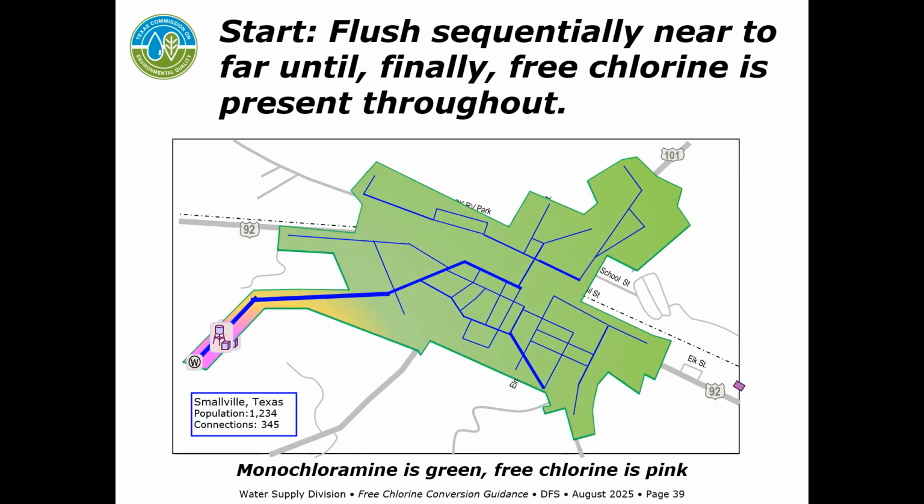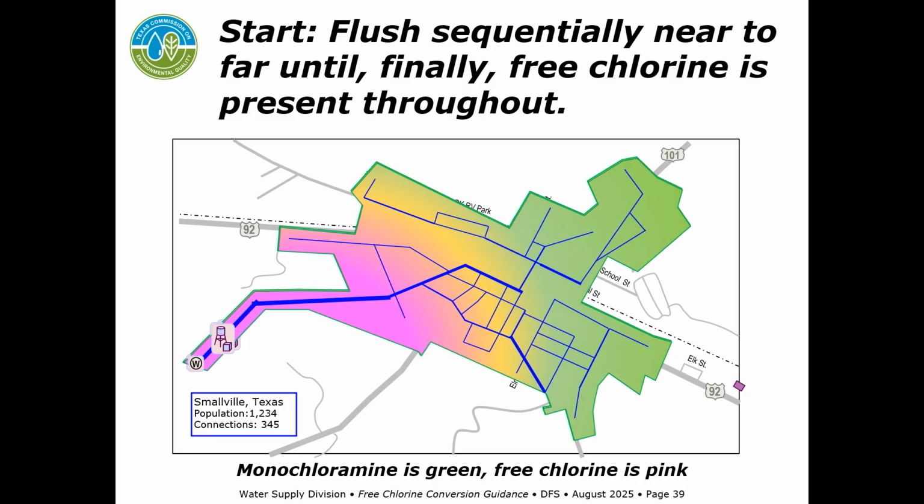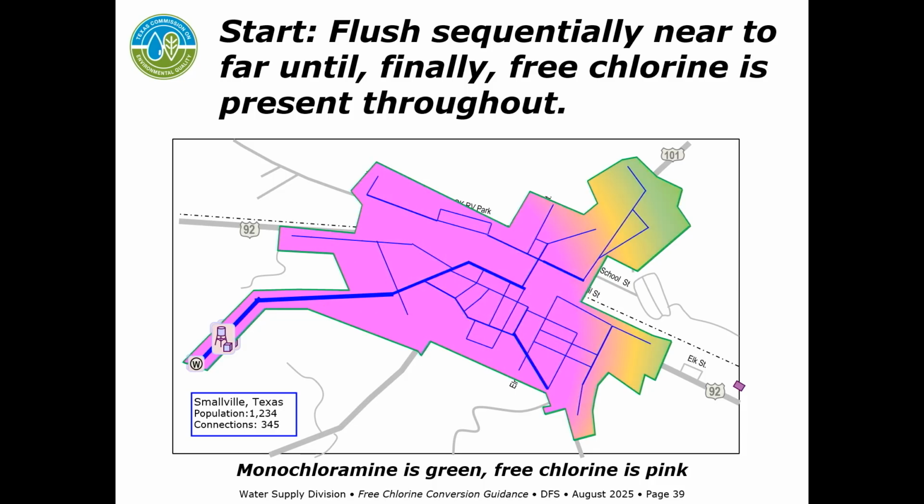What I'm showing here is at the very beginning of the conversion. Monochloramine is green, free chlorine is pink, so you're just starting to get a little bit of free chlorine coming into the system. The yellow in between is that area that I talked about where you've got unstable chloramines, dichloramine and trichloramine. And then as you flush, you go sequentially through the system until you get to the end.